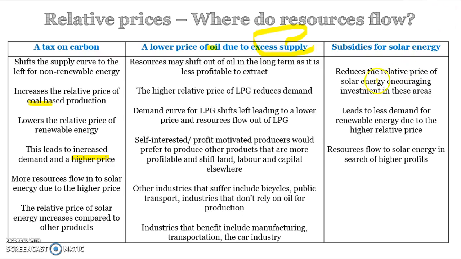Subsidies for solar energy would reduce the relative price of solar energy, which would encourage more investment in these areas because it's reducing the cost of production. It'll lead to less demand for non-renewable energy, that should say. So sorry, there should be a non in front of that because it will have a higher relative price, and resources will flow into solar energy because it's now being subsidised and is more profitable.